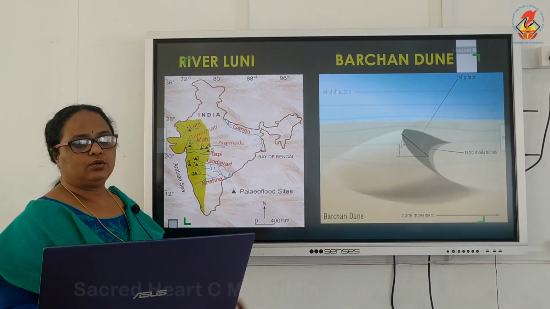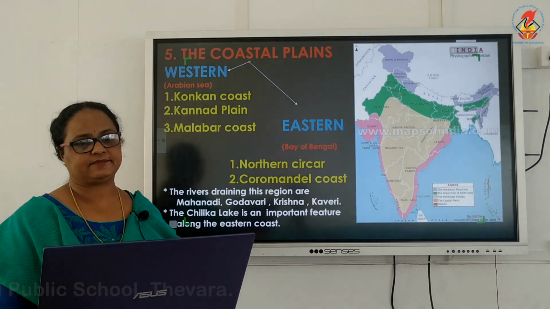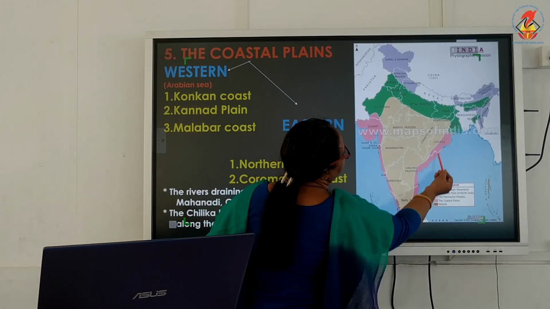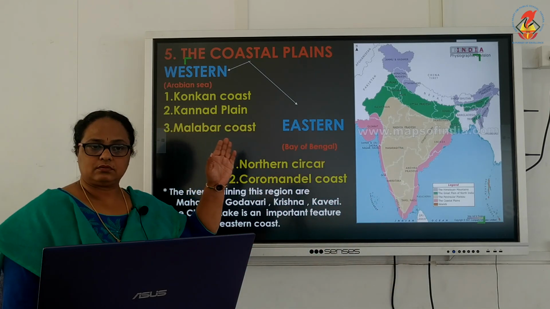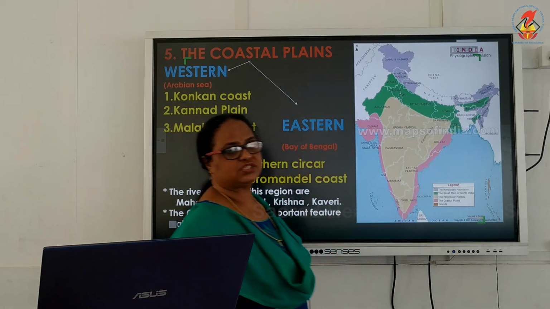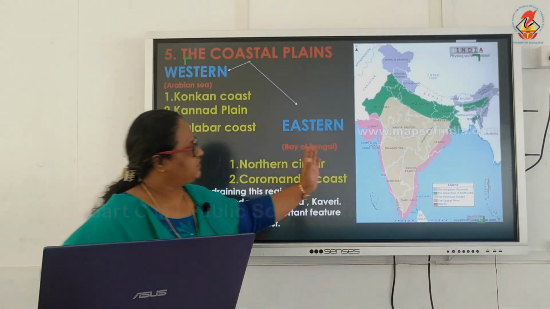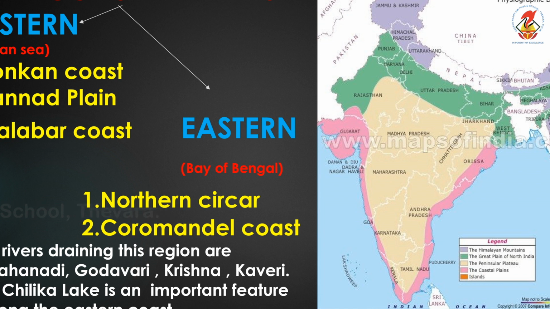Now let us go to the next important feature, which is the coastal plains. When we talk about the coastal plains, you can see this pink colored region. This is the coastal region. The Indian coastal plains are divided into the western coastal plain and the eastern coastal plain. The western coastal plain is on the side of the Arabian Sea, and the eastern is on the Bay of Bengal. Here we have the Bay of Bengal, here we have the Arabian Sea.